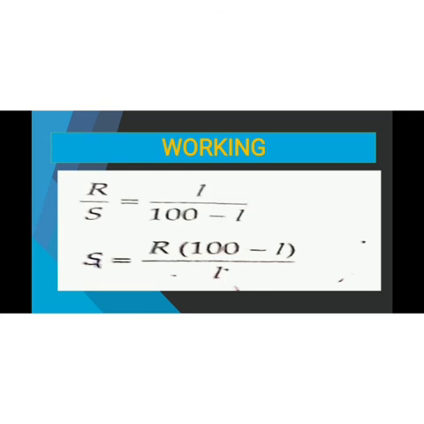R we take from the resistance box. L we have to calculate from the balance point. If we know these two values, we can calculate unknown resistance S.